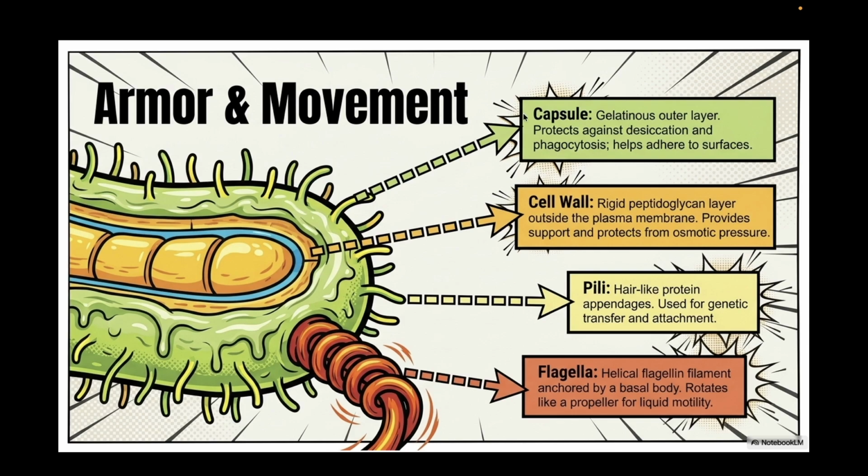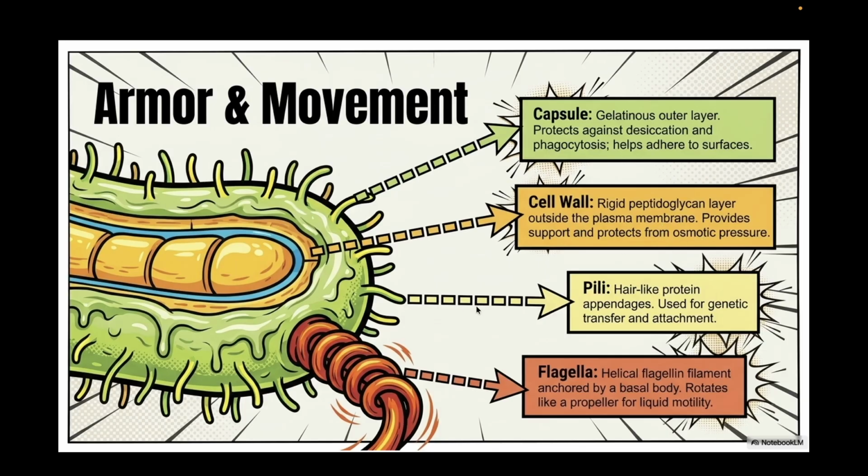They have outer structures such as the capsule, a gelatinous outer layer that protects from desiccation and phagocytosis, and helps in adhering to surfaces. Inside that is the cell wall, made up of a peptidoglycan layer, outside the plasma membrane, which provides support and protection from osmotic pressure.